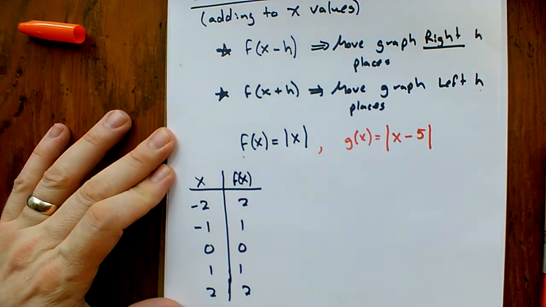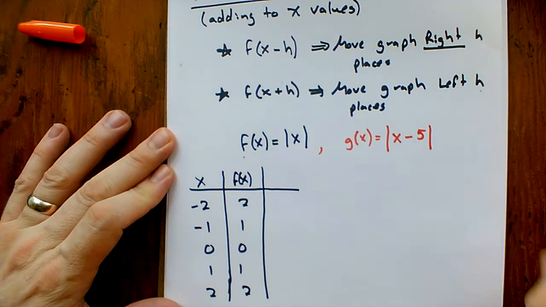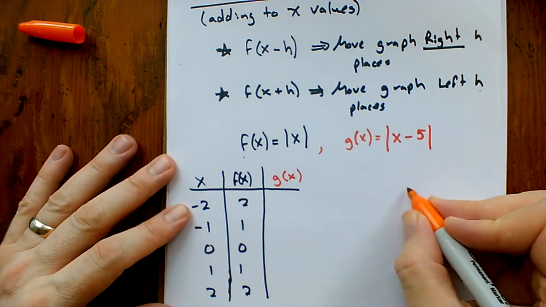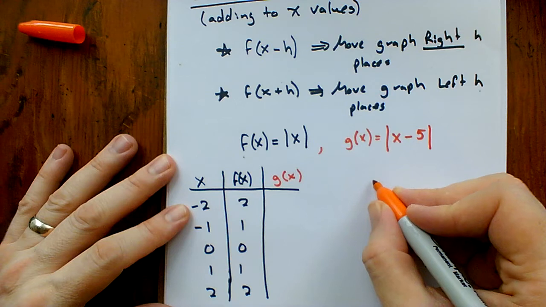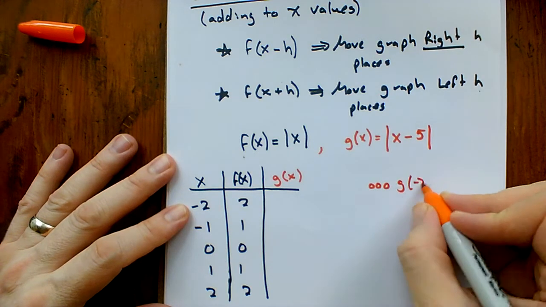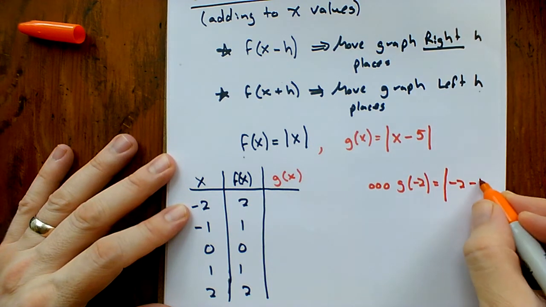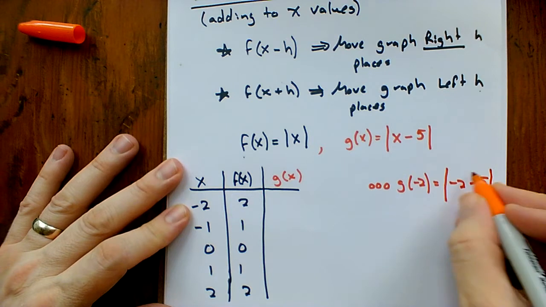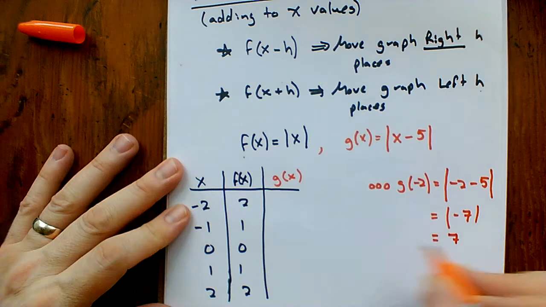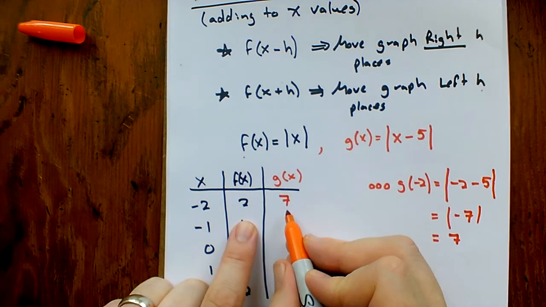So when I figure out what my g of x is going to do, let's think of what happens if I were to say, oh, well, g of negative 2, this is the absolute value of negative 2 minus 5. All of a sudden, this value is getting bigger. This is going to be the absolute value of negative 7, which is a positive 7. This actually moved this up.